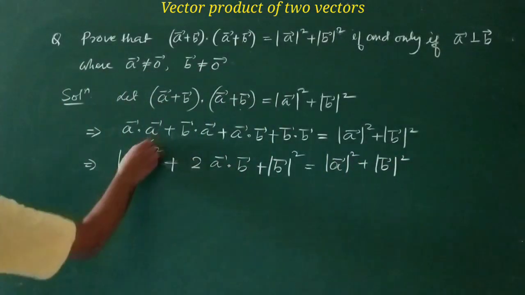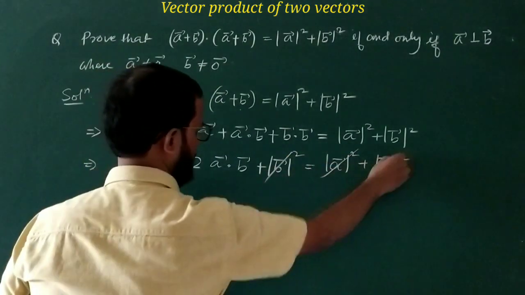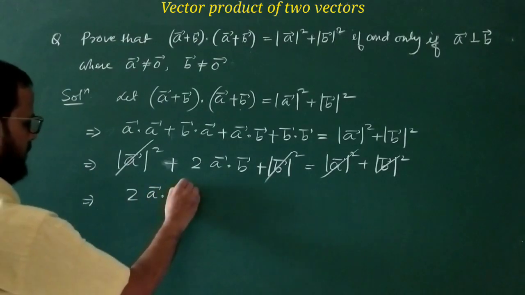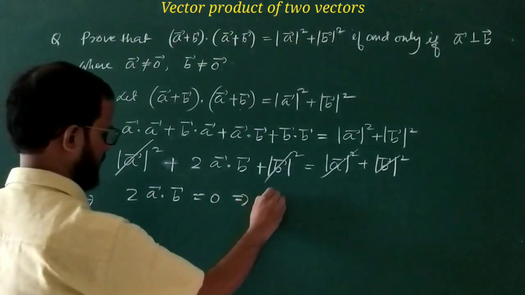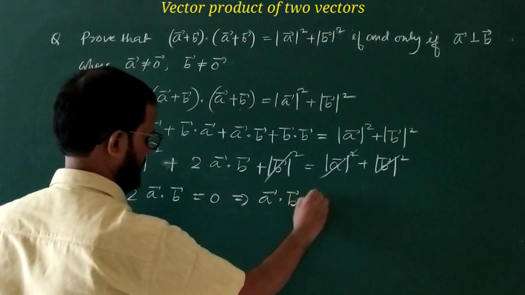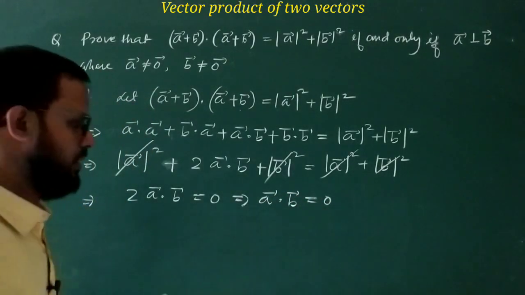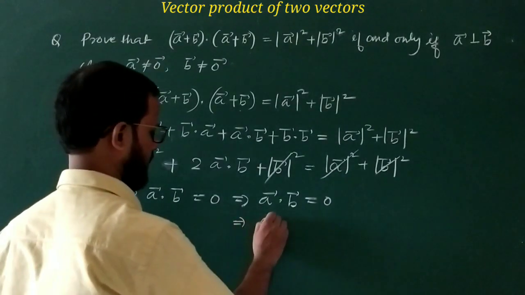Now this term and this term cancel. ये cancel होने के बाद हमें क्या होगा? 2 into A dot B equal to what? 0 implies A dot B equal to what? 0. And if dot product of two vectors is 0, then what is our conclusion?